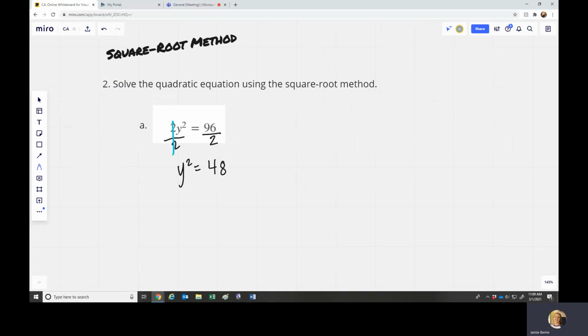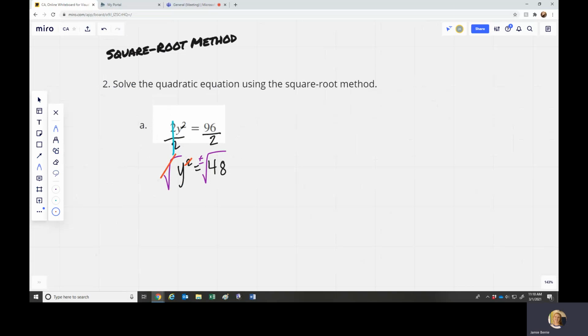All right, now that we've got the squared term by itself, we just have y squared equals 48. We can proceed by taking the square root of both sides. Take the square root of both sides. And you have to make sure and do the plus and minus of the side with the number. I'll explain why you have to do that in just a minute. But let's go ahead and work out the left-hand side.